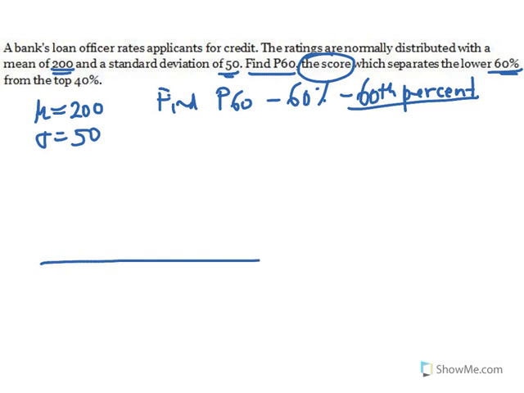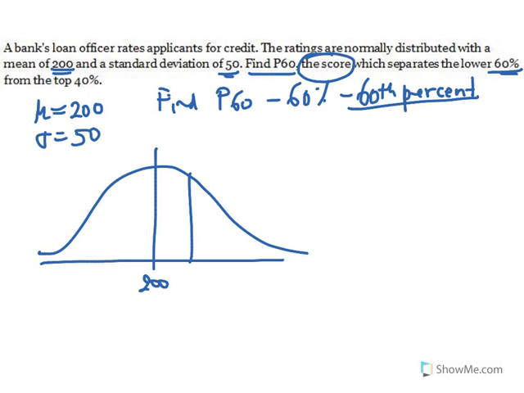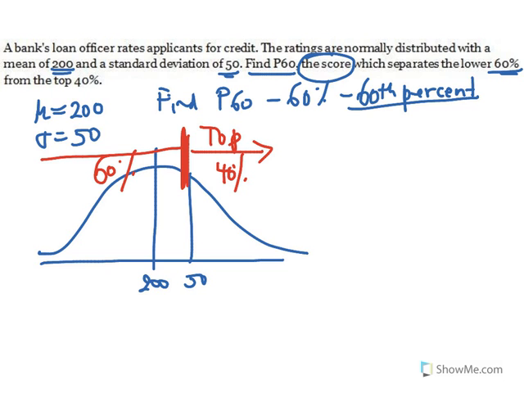So if we need to, and that's another good habit, make a normal distribution curve right here, put the mean here, which is 200, and the standard deviation is 50, so it's 50 right here. But we need to find the 60th percentile, that separates the lower 60, so probably the 60th percentile would be somewhere over here, that separates this 60% here from the 40%. And this is the top 40, lower 60%. So we need to find what is the score, where is this score, is it here, or there, that separates 60% from 40%.